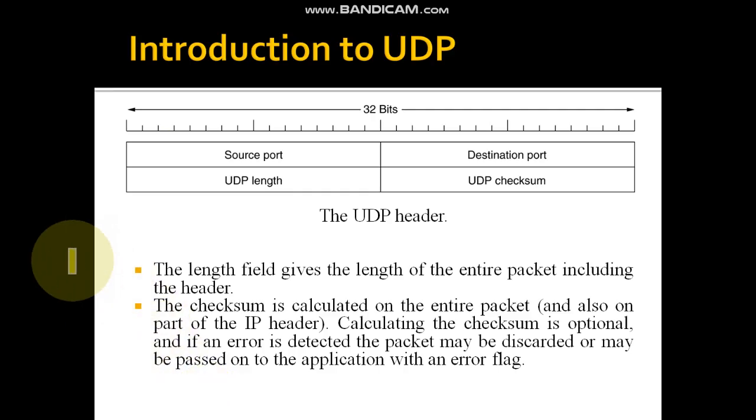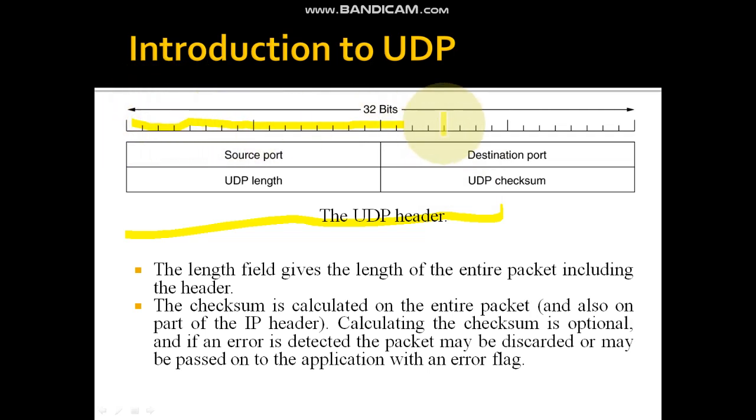Introduction to the UDP header. This is the structure of the header. It is 32 bits long, and it is a composition of source port and destination port, as UDP, a transport protocol, works on ports. Then the other two things it contains are UDP length and UDP checksum.